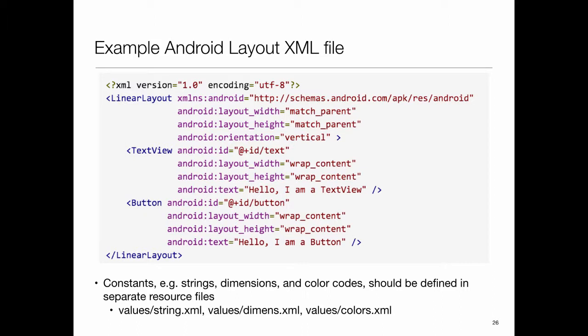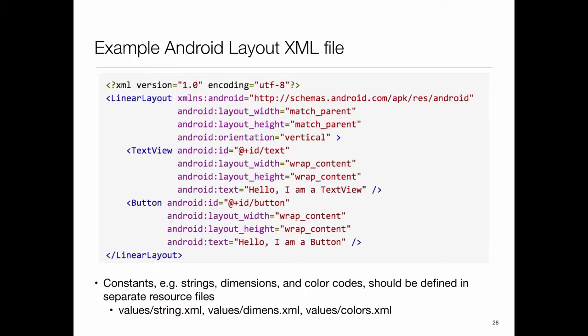But here is an example of how to define the layout in the XML file. You know XML files have a tree structure. So here you have a linear layout. The tag starts here and ends here. And within the linear layout, you have two components. One of them is a text view, and one of them is a button. Each component has some attributes.